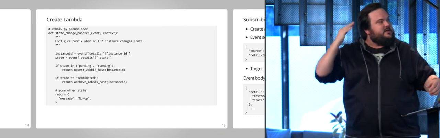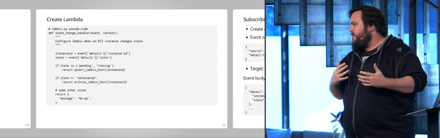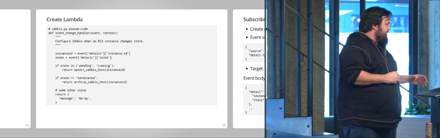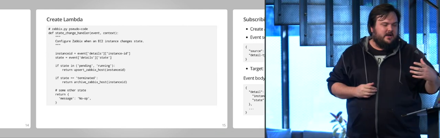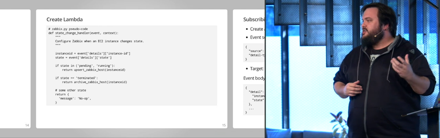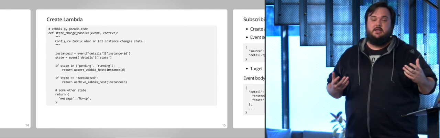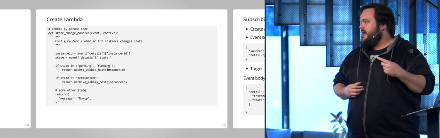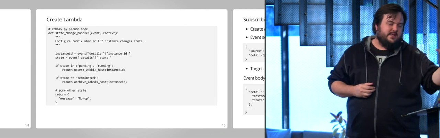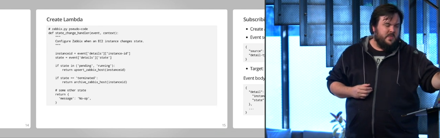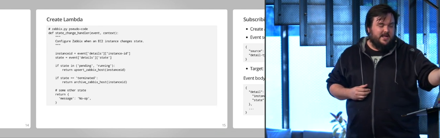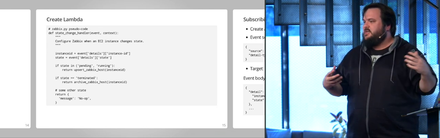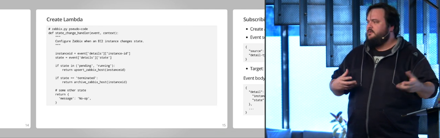So this is some pseudo Python code for our Zabbix handler. So we've got a Lambda expression that is given an event, and the event is a state change for an EC2 machine. And the only two details we have is the instance ID that changed and the new state. So we extract that from the event, and then we say if the state is pending or running, then we're going to upsert that host into Zabbix. Obviously, there's a lot of logic there that happens in terms of transforming the API object, checking that it doesn't exist already, et cetera, et cetera.